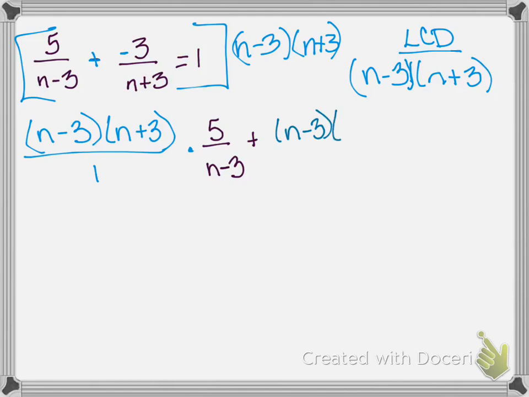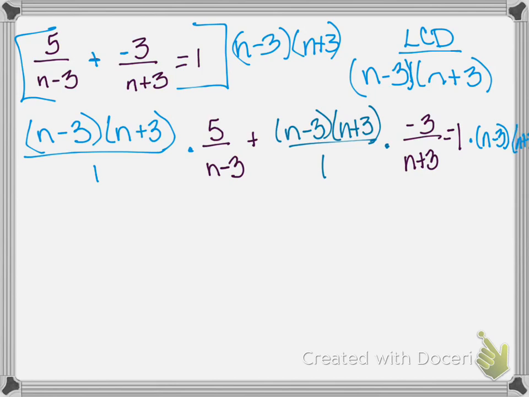N minus 3 times n plus 3. Then I've got my negative 3 right here. Negative 3 over n plus 3. N minus 3 times n plus 3. I apologize that n plus 3 is running off the screen.